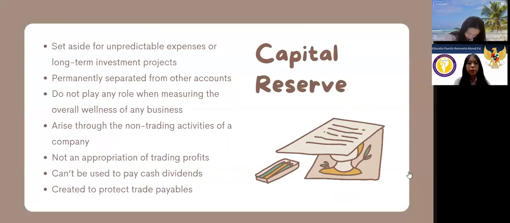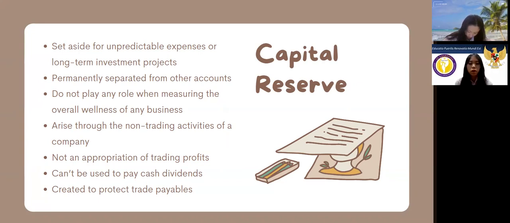Okay, next is the capital reserve. A capital reserve refers to a specific fund or amount set aside for unpredictable expenses or long-term investment projects of a company. A capital reserve is not useful when a company needs to pay dividends. They are permanently separated from other accounts, usually through investment.